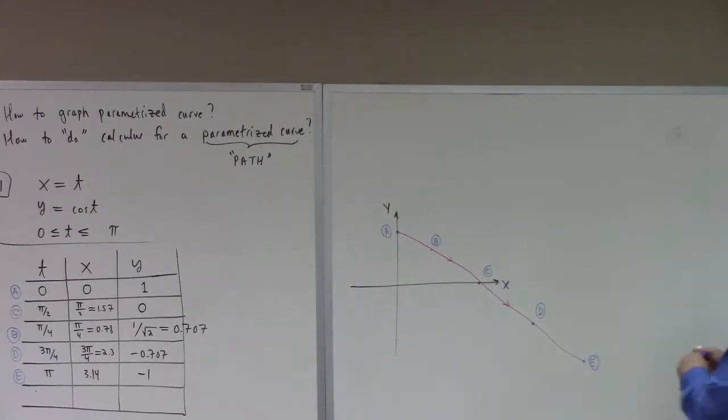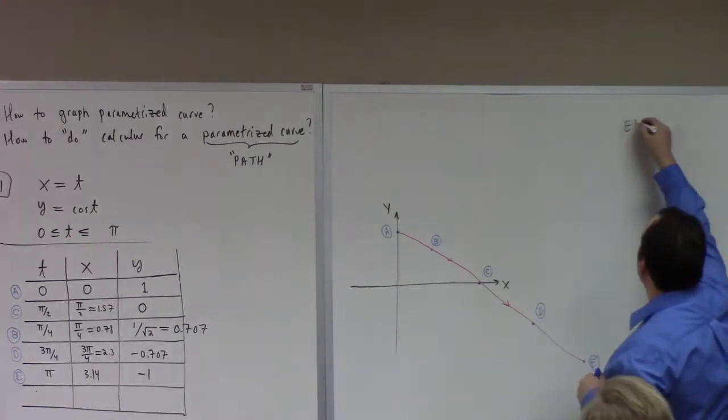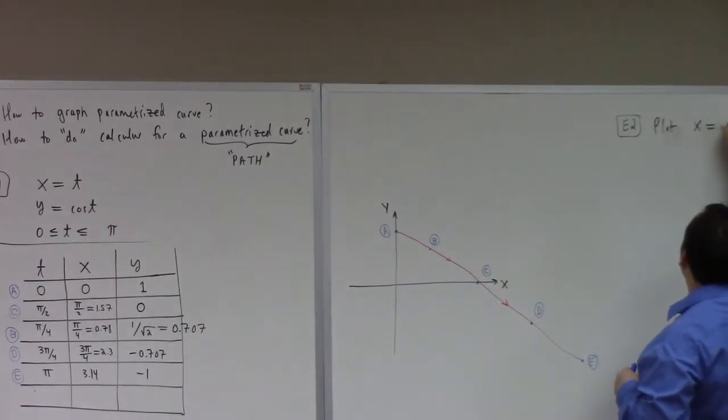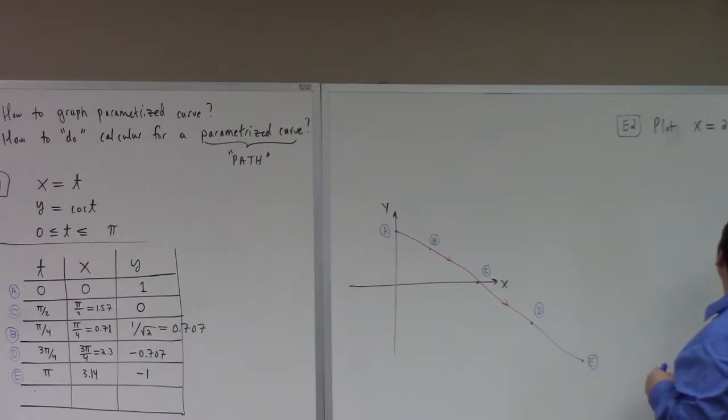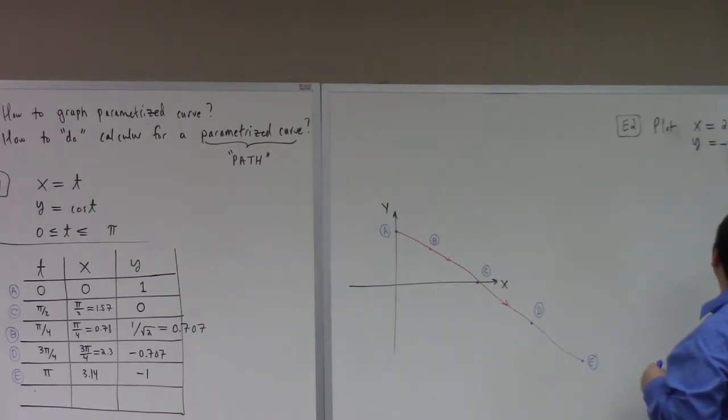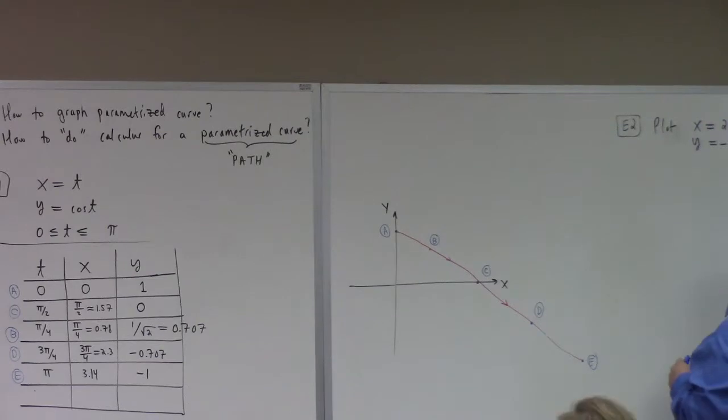Example 2. Let's try to plot x equals 2 plus 2 cosine t, y equals -3 plus 2 sine t, for 0 less than or equal to t less than or equal to pi.